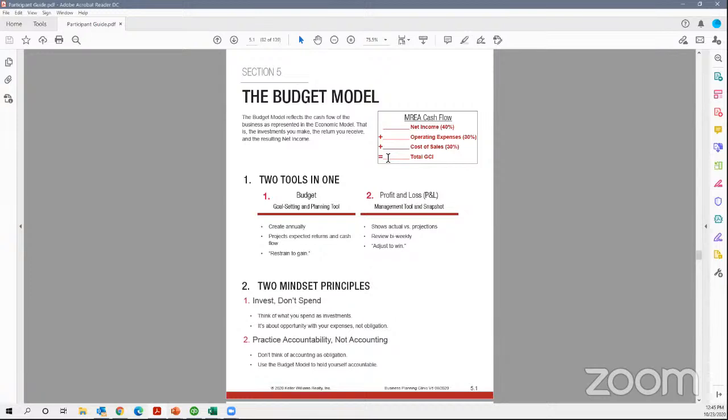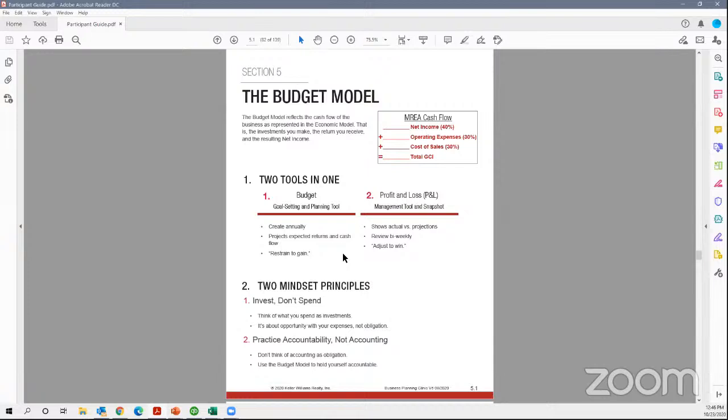The budget itself is useful when you're doing your goal setting and planning for the following year. You're going to create that budget annually, so you'll be creating that before the actual year begins, for budgeting for the following year. And then you're going to do it again next year, and then the following year, and so forth. And the budget actually projects expected returns and expected cash flow.